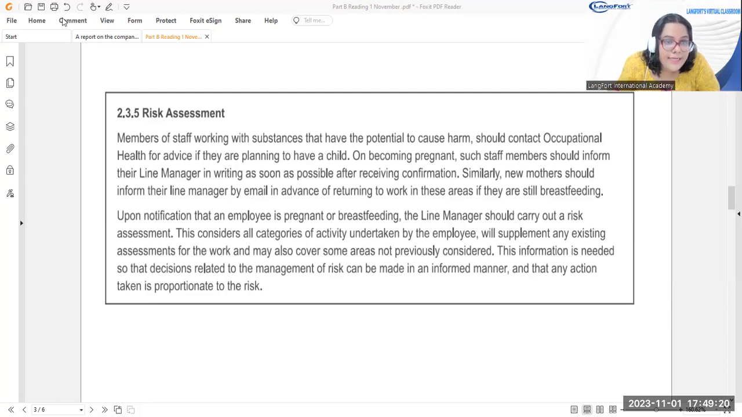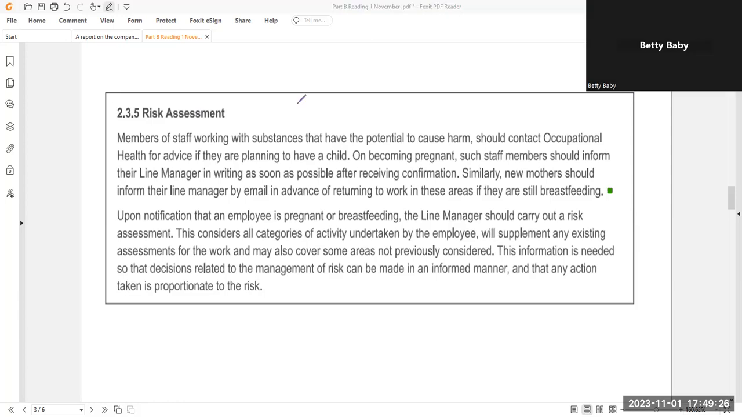Okay, Betty, can you read the heading and the first paragraph for me, please? Yes. Okay, ma'am. Risk assessment. Members of staff working with substances that have the potential to cause harm should contact occupational health for advice if they are planning to have a child. On becoming pregnant, such staff members should inform their line manager in writing as soon as possible after receiving confirmation. Similarly, new mothers should inform their line manager by email in advance of returning to work in these areas if they are still breastfeeding.